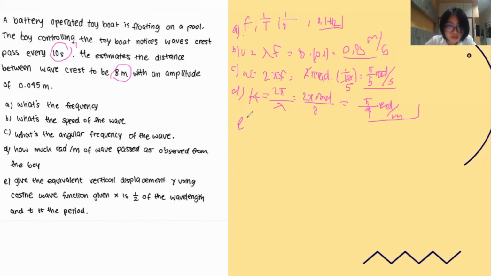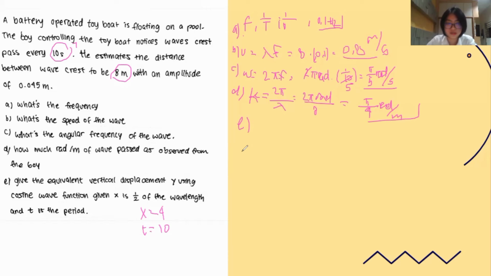And then now we are going to the last question, which is give the equivalent vertical displacement y using the cosine wave function given x is half of the wavelength and t is the period. So first of all, given x is half of the wavelength. Wavelength is 8, so half of 8 will be 4. So x will be 4 and t is the period, so t will be 10. We need to identify the given first, okay?